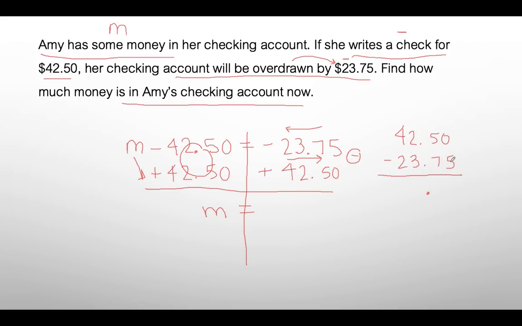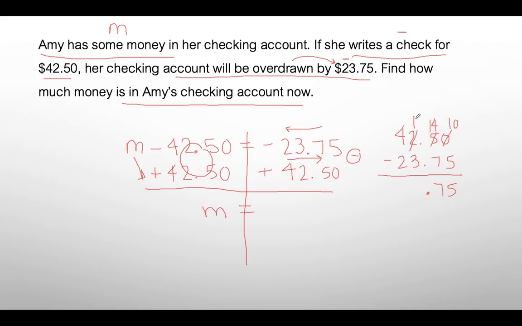So I have 0. I cannot take away 5, so I must go next door and borrow. My 5 becomes a 4. My 0 is a 10, and 10 minus 5 is 5. I cannot do 4, take away 7, so I need to go next door and borrow. The 2 becomes a 1, my 4 becomes a 14. 14 minus 7 is 7.